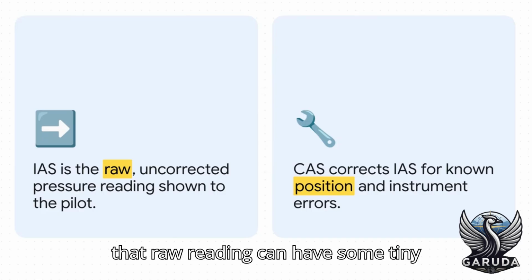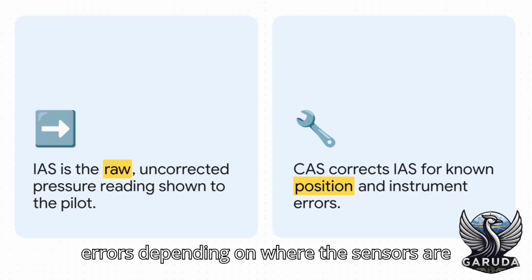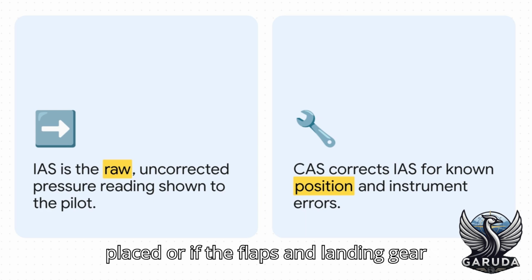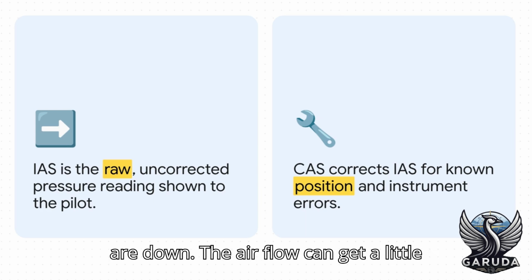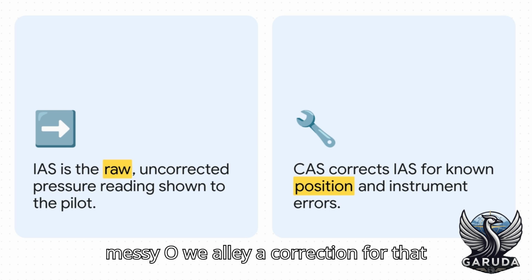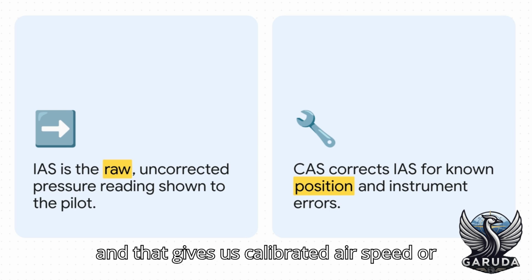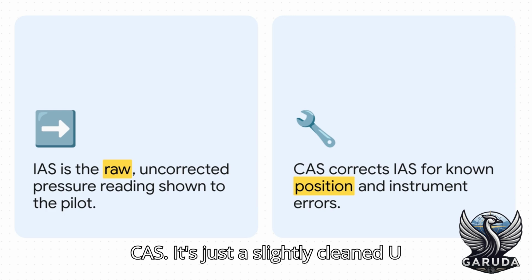You see, that raw reading can have some tiny errors. Depending on where the sensors are placed, or if the flaps and landing gear are down, the airflow can get a little messy. So we apply a correction for that, and that gives us calibrated airspeed, or CAS. It's just a slightly cleaned up version of what the instrument is sensing.